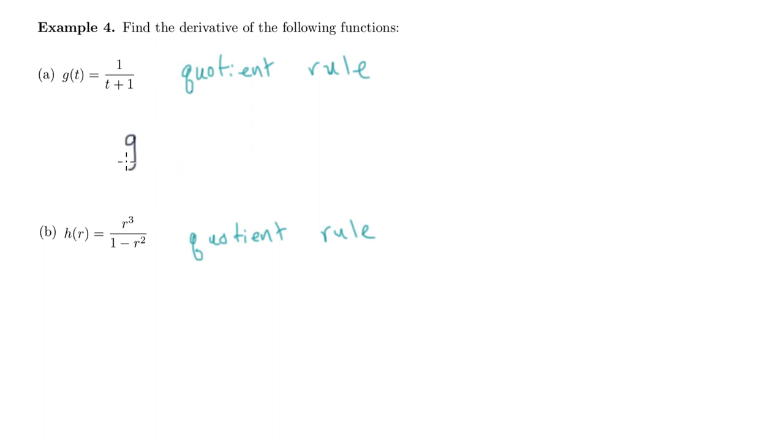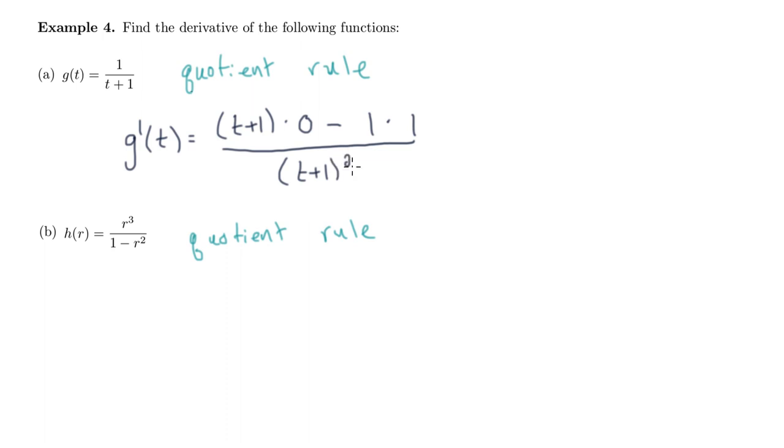So g prime of t here, low, which is t plus 1, times d high, which is 0, minus high, 1, times d low, which is also 1. The derivative of t plus 1 is just 1, all over t plus 1 squared. But this is just 0 minus 1 over t plus 1 squared, so minus 1 over t plus 1 squared. And there's the derivative.